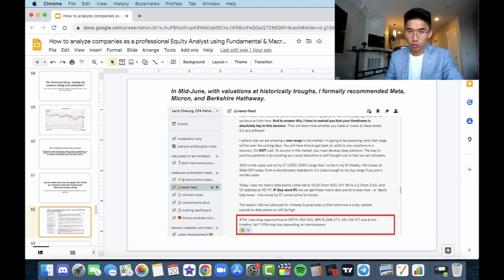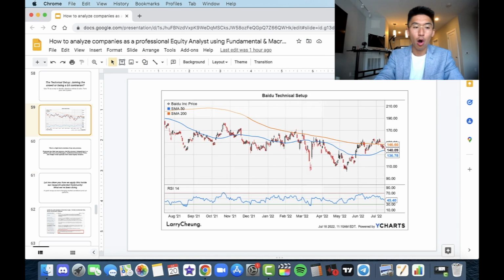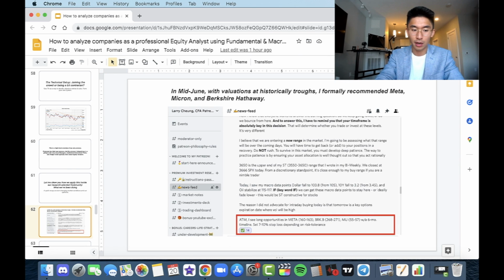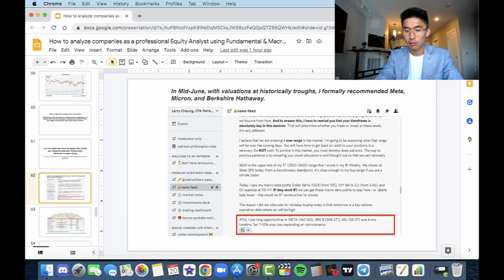So in mid-June, with valuations at historical troughs, I recommended Meta, Micron, and Berkshire Hathaway. You can see here in my message to our community, I discussed long opportunities in Meta in that 160, 163 range, Micron in that 55, 57 range. And even though I only gave price targets, all those price targets were well informed based on all of the fundamental, macro, and technical analysis that I've done on the name. As you can see, those names have done pretty well up until the recording of this video.